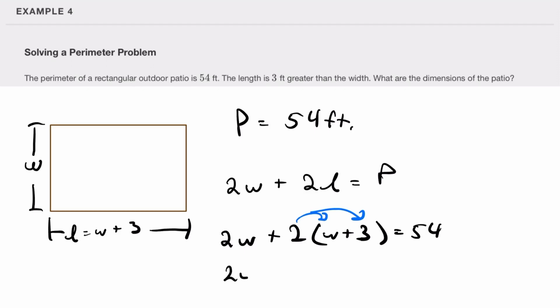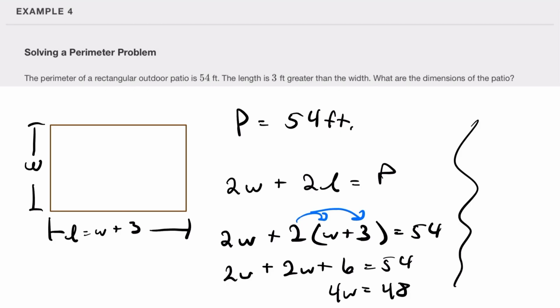So then we'll have 2W plus 2W plus 6 equals 54. 4W equals 48. Divide both sides by 4. It looks like W equals 12 feet. What are the dimensions of the patio? It looks like 12 feet by 15 feet.